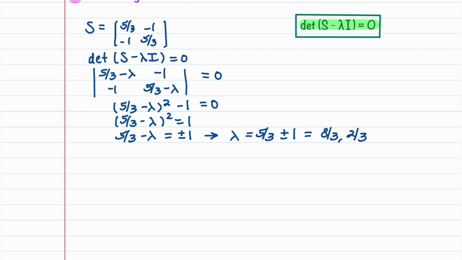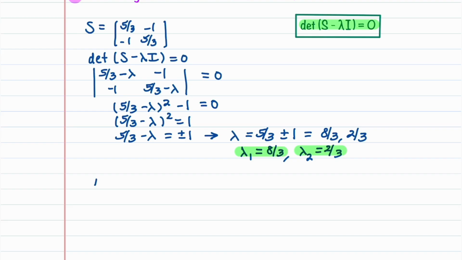You always want to set your first eigenvalue equal to the largest eigenvalue. So we're going to let λ1 be equal to 8/3, and we're going to let λ2 be equal to 2/3. We're going to need those in a minute, so let's go ahead and highlight these. Before we go on to talk about the eigenvectors, let's talk about what these eigenvalues tell us.